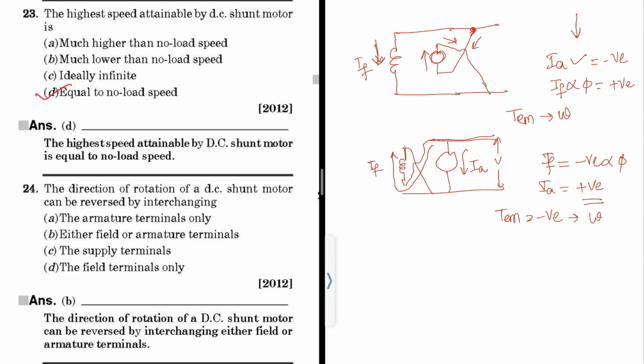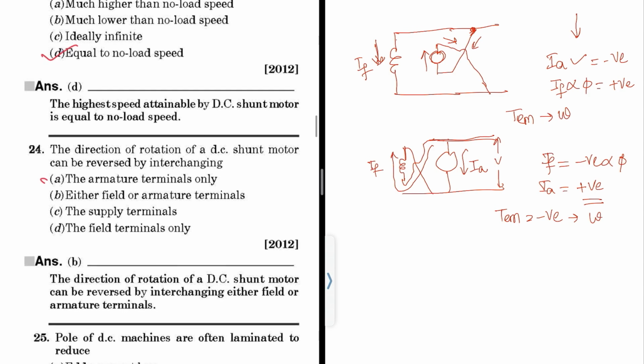So there are two cases: you can change the armature terminals, or you can change the field terminals. So both options are correct. So either field or armature terminals, this answer is the right one. So here the term 'only' makes it wrong. Only because of that it is wrong.